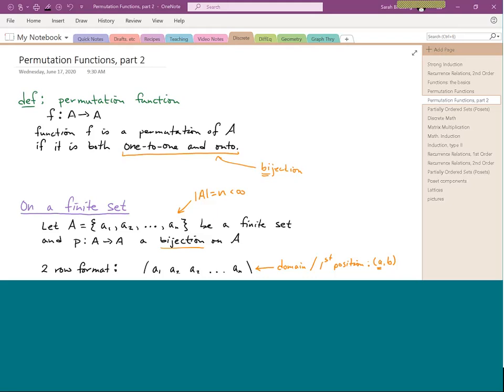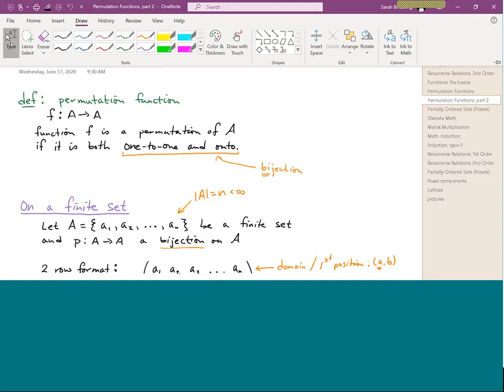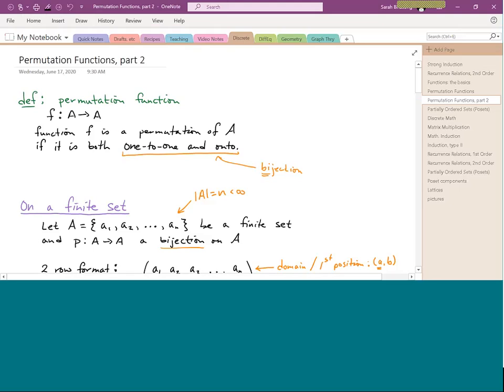Our permutation functions, remember here that our permutation functions are what? They are, first of all, functions. The permutation part refers to the fact that the domain of the function and the range of the function, or technically this is called the codomain of the function, are coming from the same exact set.